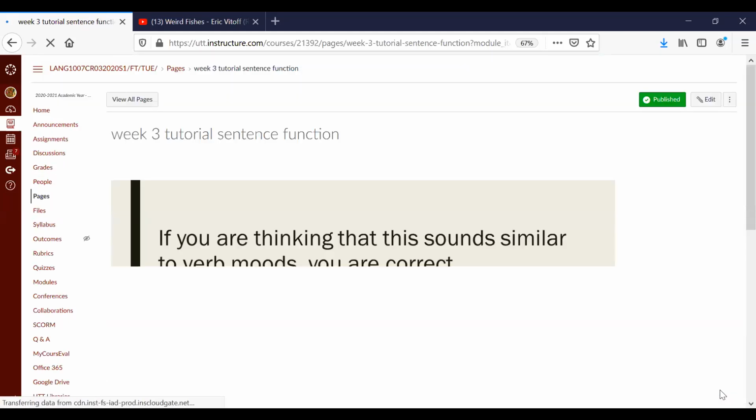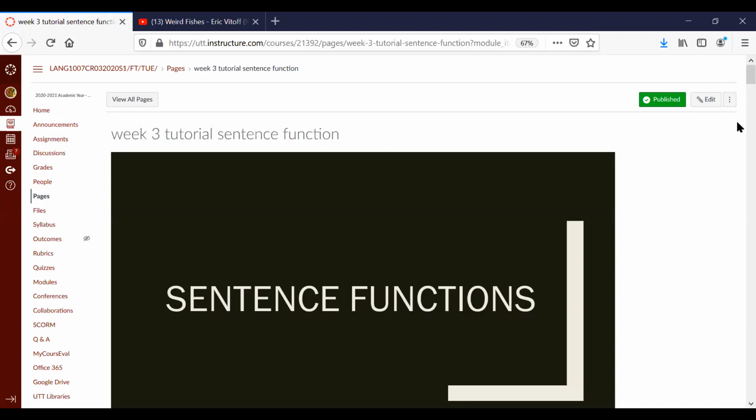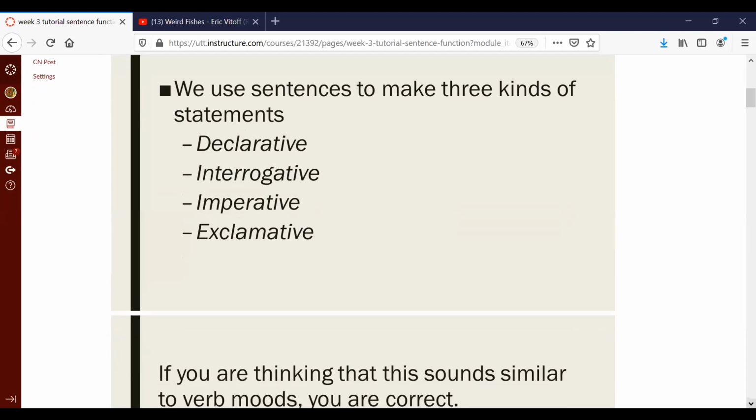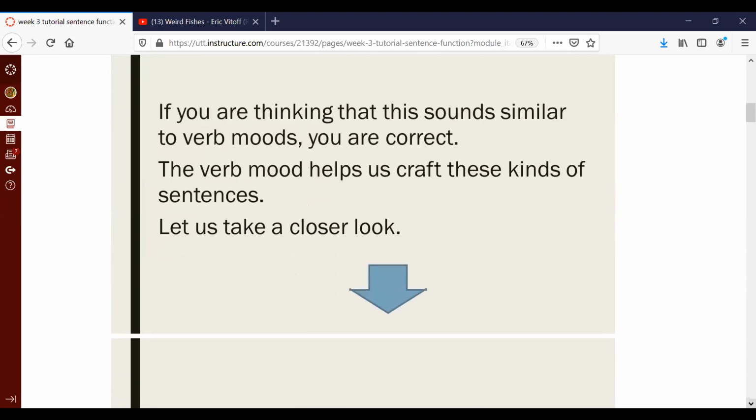So let's look a little bit more at sentence functions. Let's look at it a little more elaborately. So you use sentences to make declarative, interrogative, imperative, and exclamative statements. Now, when we talk about verbs, we will also talk about verb moods, and they are similar. The mood helps us with the function of the sentence. So we use specific verb moods to make specific sentences.